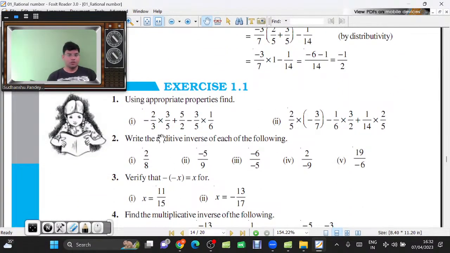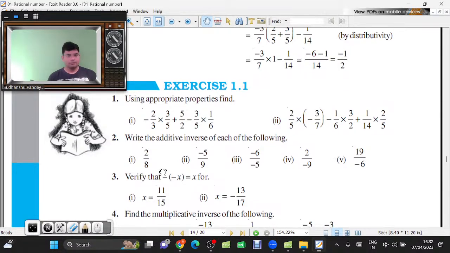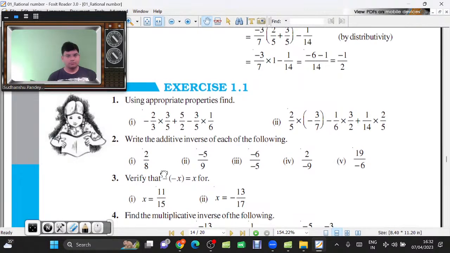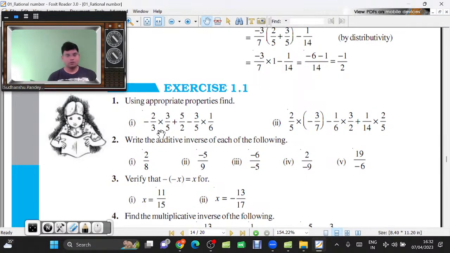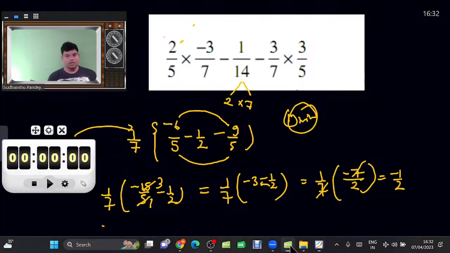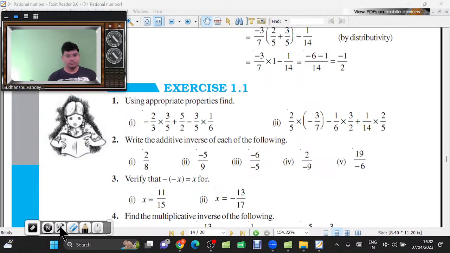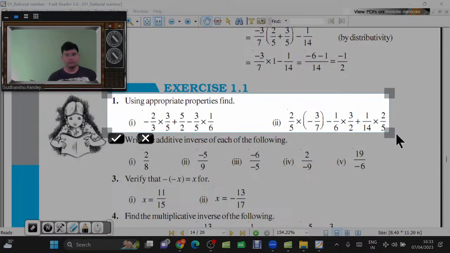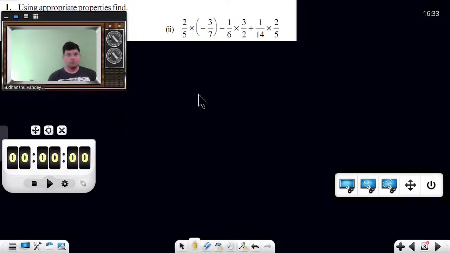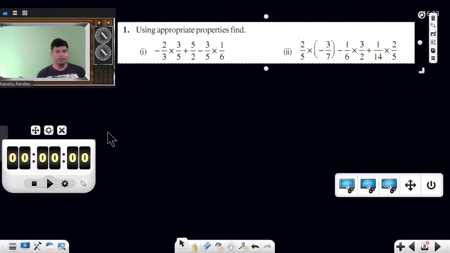Okay. Using appropriate properties, find these questions. Okay, first of all, tell me how many of you have done the homework. Vihan, have you done this homework? Exercise 1.1? Yes sir, done. Okay. Anvita, have you done? Yes, sir. Okay, Daksh, बेटा आपने किया? Daksh, I am asking you something. सर, okay, कर रहा हूँ. Okay. What is the answer for the first one, Anvita? Tell me.